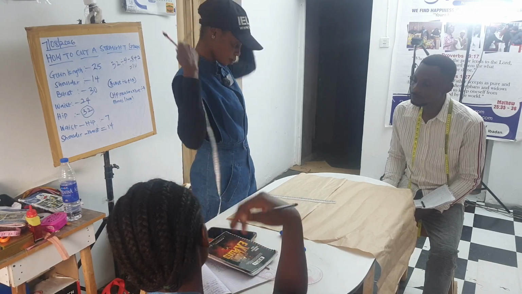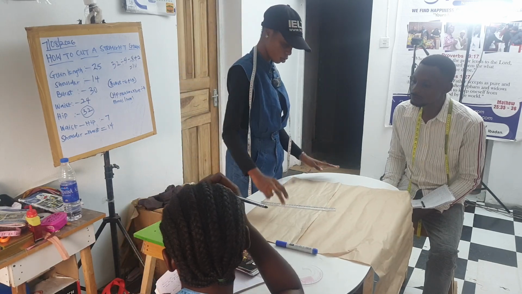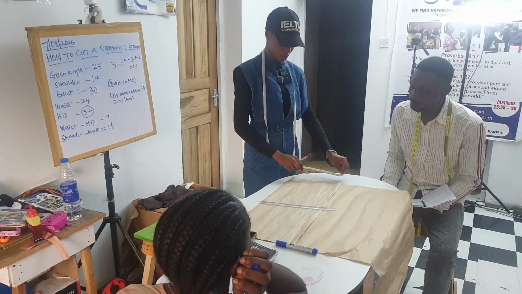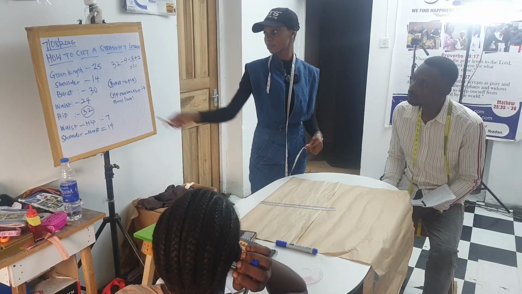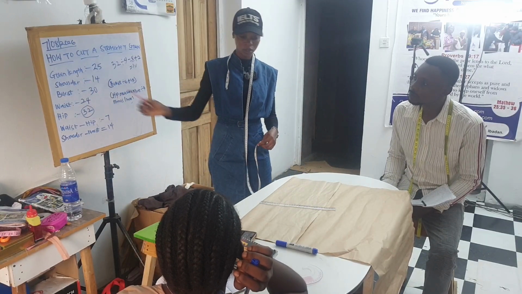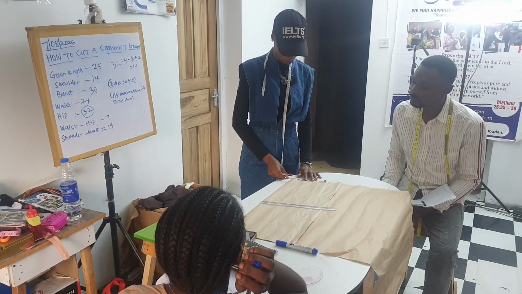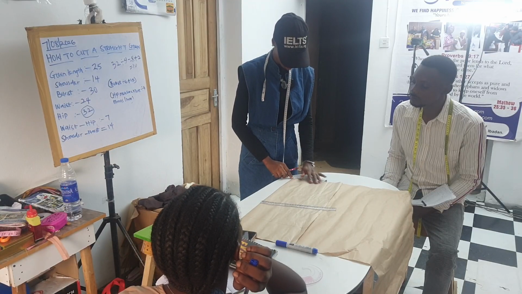Do you understand? Now let's take our normal measurements. Our back, which is our shoulder, is 14. 14 divided by 2 is 7.